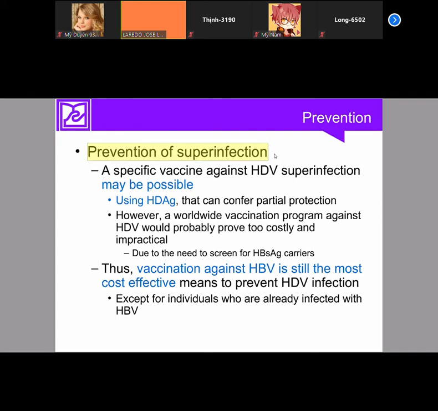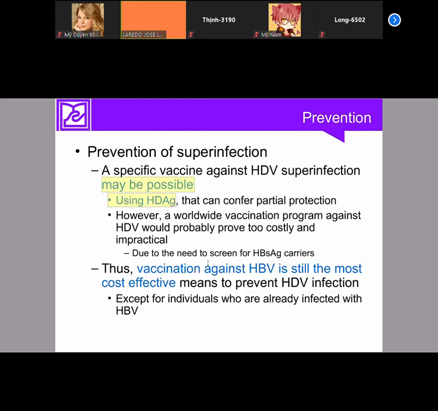Currently, we don't have any vaccine against hepatitis D virus. But maybe it's possible to make a vaccine using the Delta antigen, but we don't have it yet. So in the future, we hope to have a vaccine against hepatitis D, and hopefully we can use this vaccine in patients chronically infected with hepatitis B, but currently we don't have it.